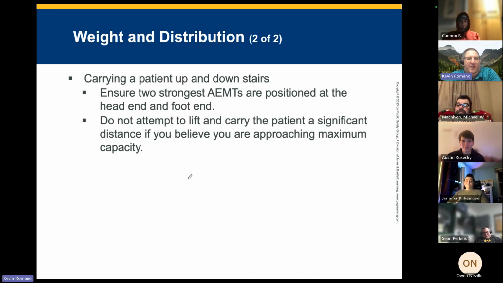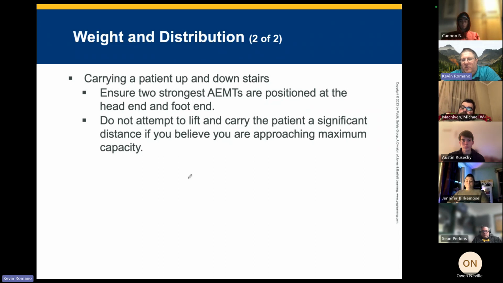So carrying a patient up and down the stairs, ensure that you have the two strongest advanced EMTs positioned at the head and the foot end. Do not attempt to lift and carry the patient a significant distance if you believe that you are approaching maximum capacity. So all they're really saying here is know your limitations of what you can and can't lift. And when you get on scene, make a determination early. We're going to need manpower. Do not wait. And if it's a frequent flyer that you go to all the time, then automatically start manpower right off the bat if you already know.